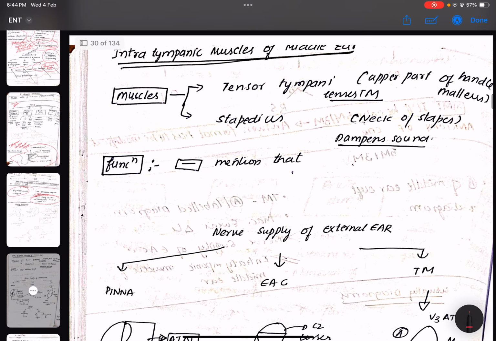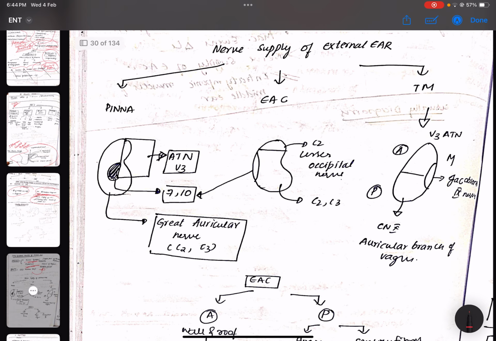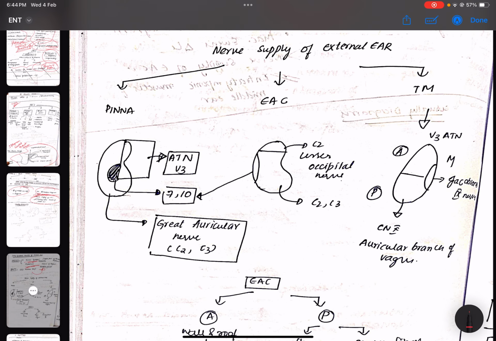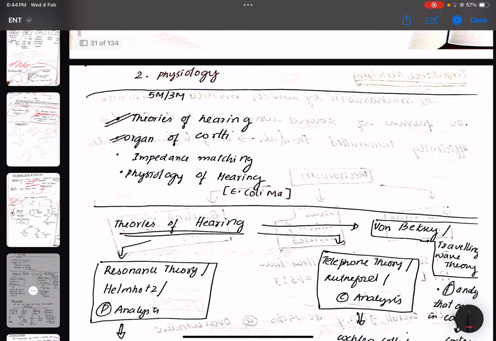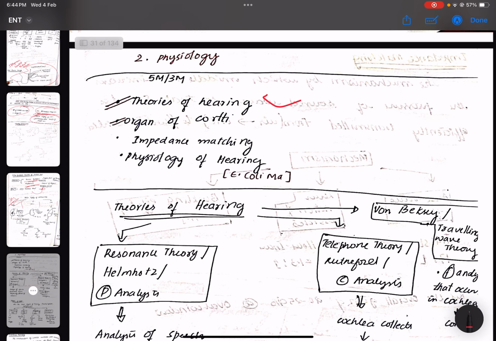What are the intratympanic muscles? Tensor tympani and stapedius. I am sure you can mention the function also, because I already mentioned it. These are the nerve supply. While talking about the nerve supply, I have to talk about the pinna, external auditory canal, and tympanic membrane. Make sure you study it, because it's a short 3 marker. Either one of the above has to come, or something related to physiology, for example theories of hearing or organ of Corti. While writing the nerve pathway, I'm sure you know the mnemonic E COLI MA, so make sure you know it and present it accordingly.